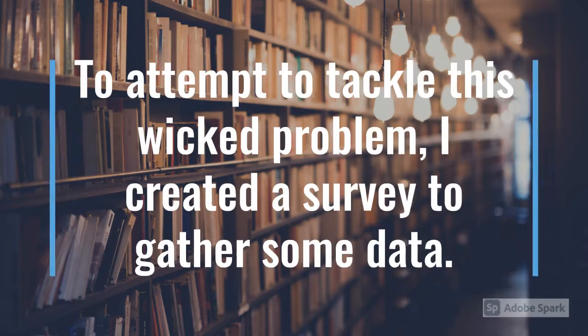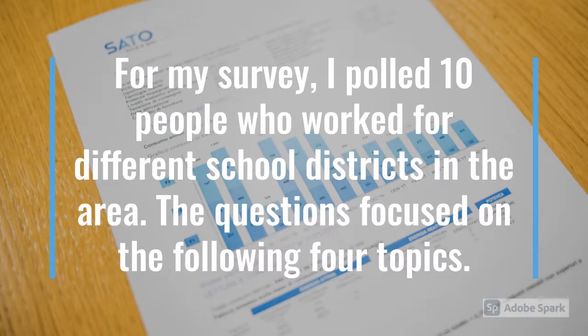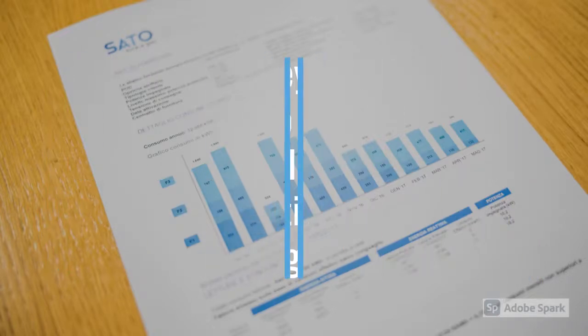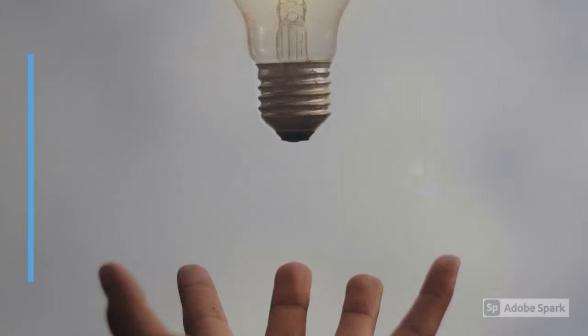To attempt to tackle this wicked problem, I created a survey to gather some data. For my survey, I pulled 10 people who worked for different school districts in the area. The questions focused on the following 4 topics. 1. Demographics. 2. The relevancy of their attendance policy. 3. Consequences that students face for missing school. 4. Positive reinforcements to keep students in school.